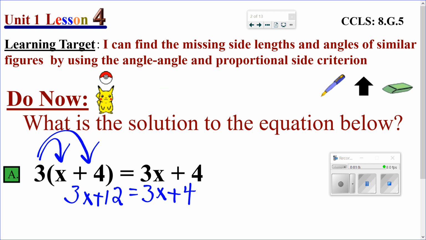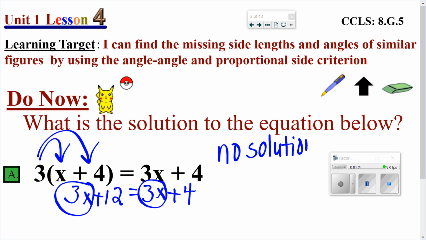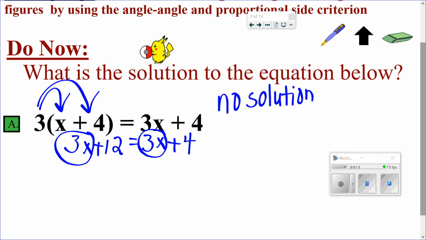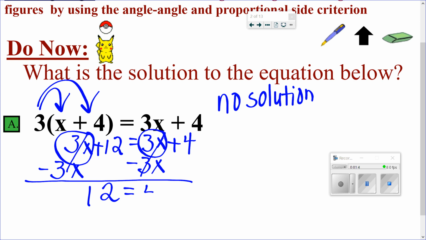We could tell this is a no solution because it has the same coefficient and same variable. If you bring it to the other side, they would cancel out and you would have no variable to solve for. That's how we could tell quickly. But if you're not sure, you can actually start solving. Using inverse operations, I'm going to subtract 3x on each side. Now we get 12 equals 4, which is not true. And that's why it's no solution.